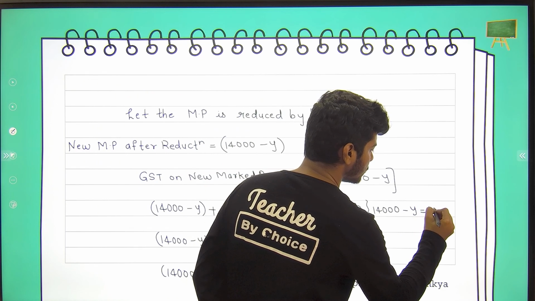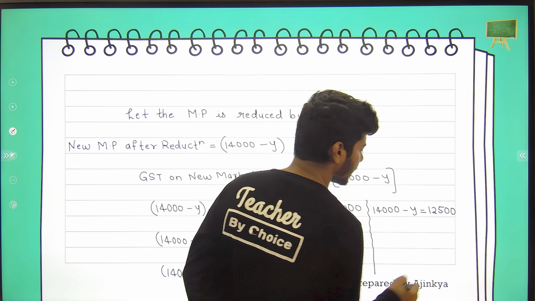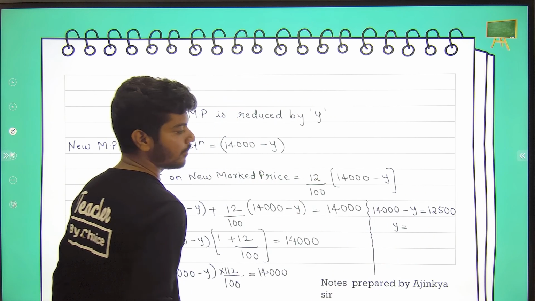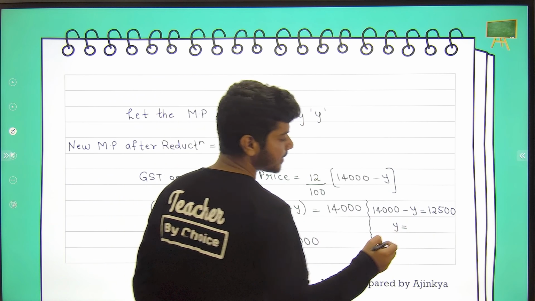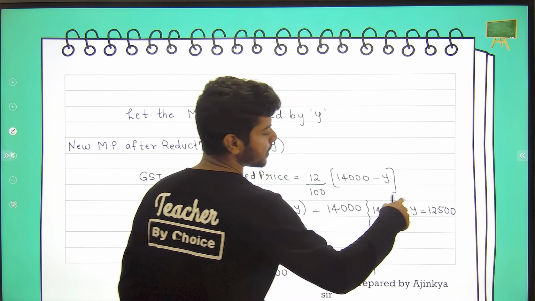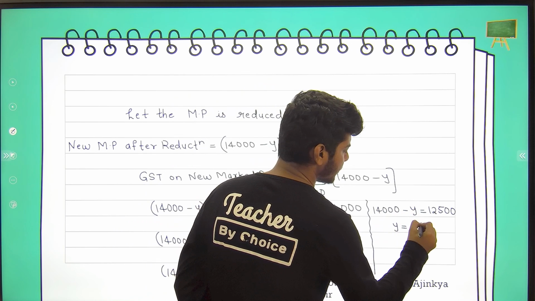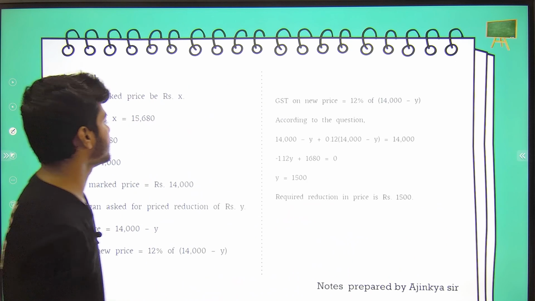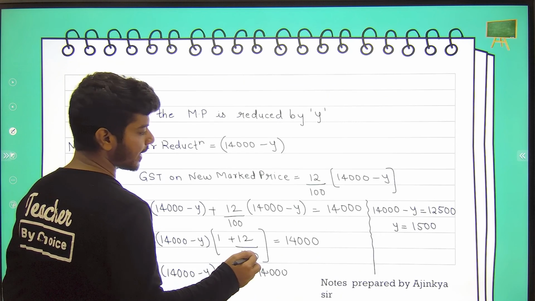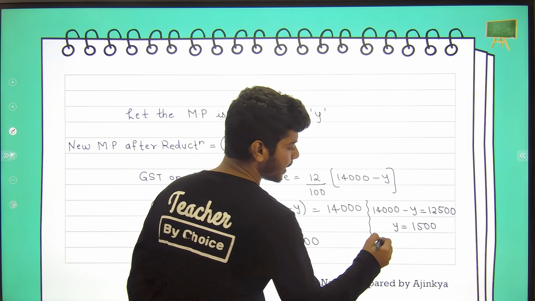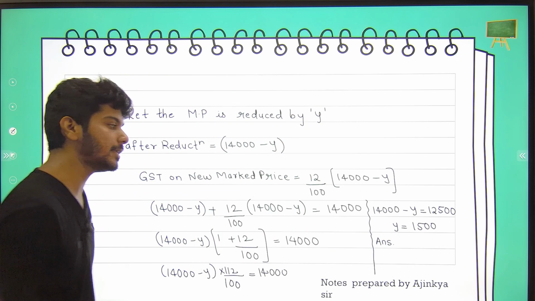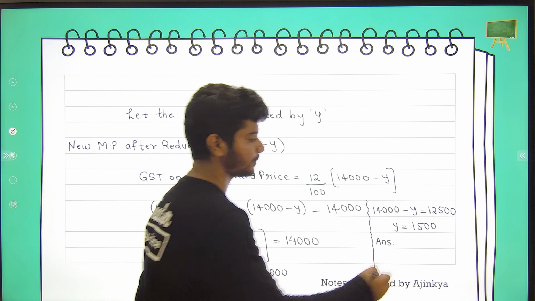Now Y would be equal to 14,000 minus 12,500. From 14,000, if we subtract 12,000 it gives 2,000, then 500 additional, so 1,500 should come. Let's check the answer. 1,500. The required reduction in the price is 1,500. So you can write this in the answer step. The required reduction in the price should be 1,500 rupees.